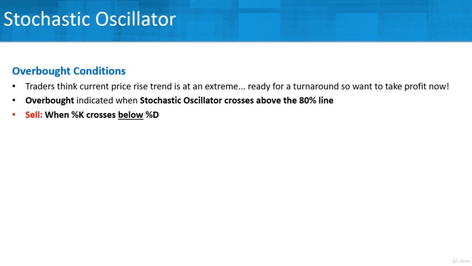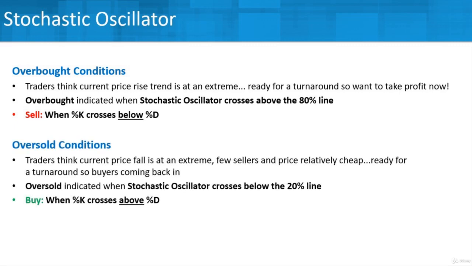An oversold condition is when traders think the current price fall is an extreme. It's gone way down in price. There are few sellers, and the price is relatively cheap, and it's ready for a turnaround. We're thinking buyers are going to start coming back in. And how we see this with a stochastic oscillator indicator is an oversold is indicated when the stochastic oscillator, the percentage K, is below the 20% line.